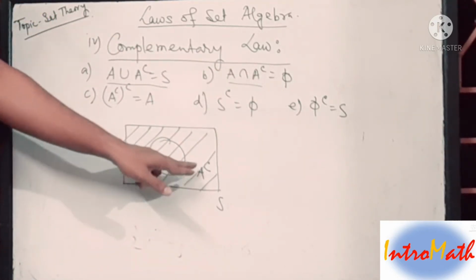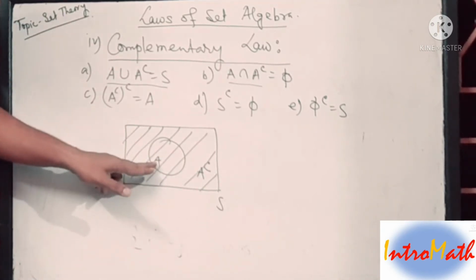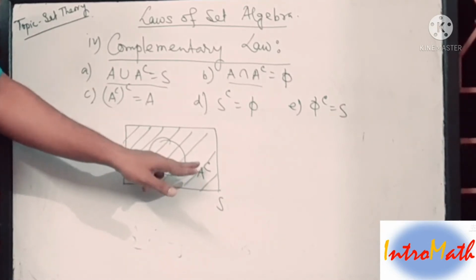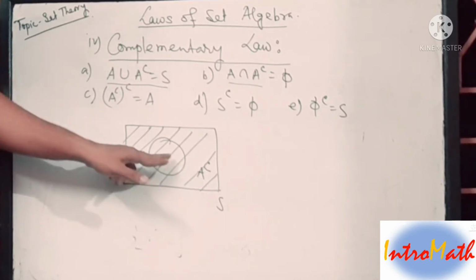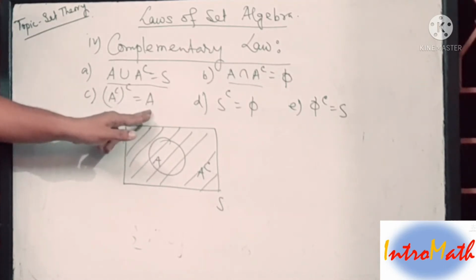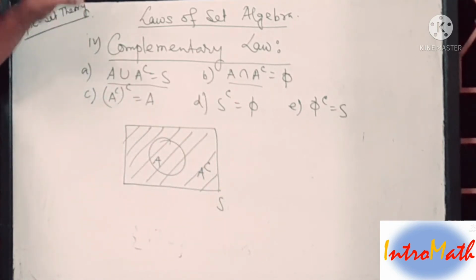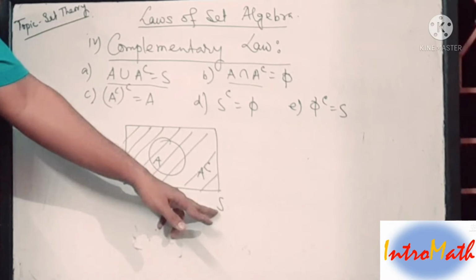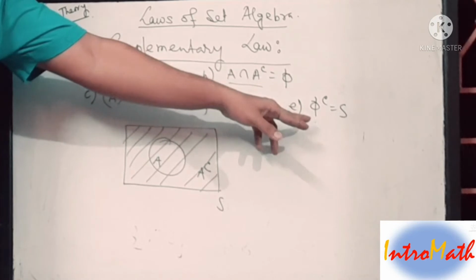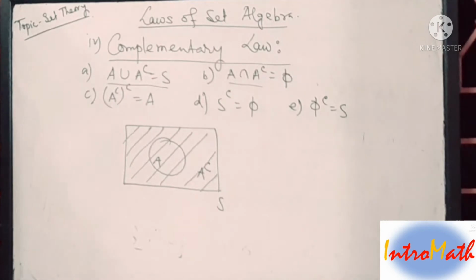Now look, if we take the complement of the set A, this set is A, its complement is the outside, A complement, and if we take the complement of this A complement, we will get again the set A. So the complement of A complement is equal to A. And simply the elements which do not belong to the universal set, there is no element, this is phi, and the complement of phi is S. These laws are the complementary laws of set algebra.